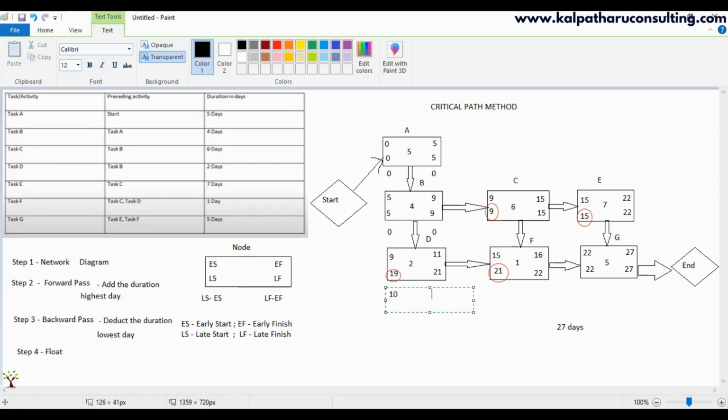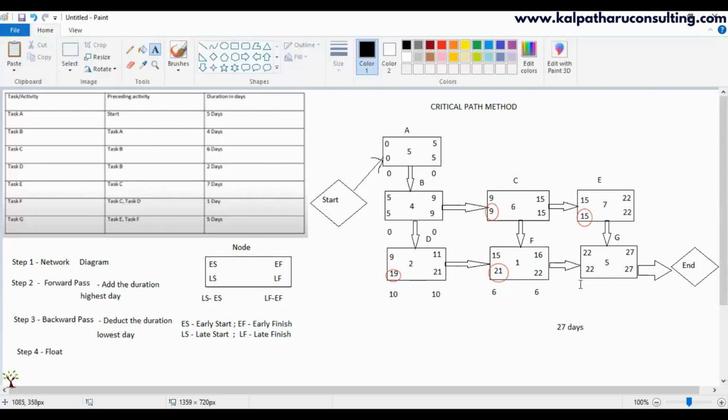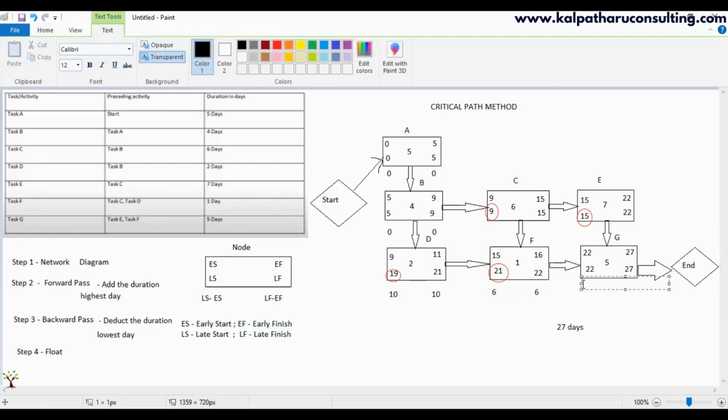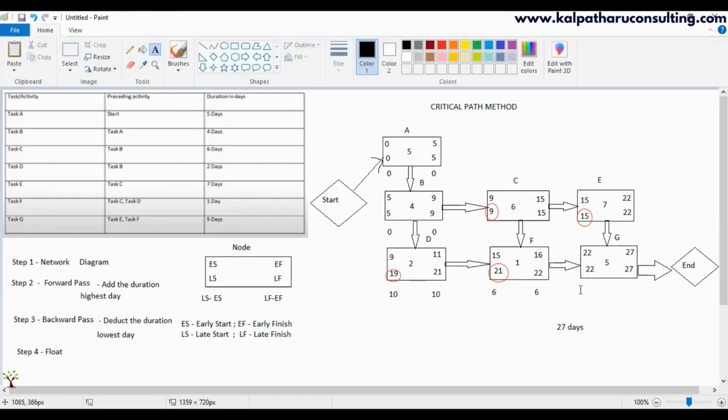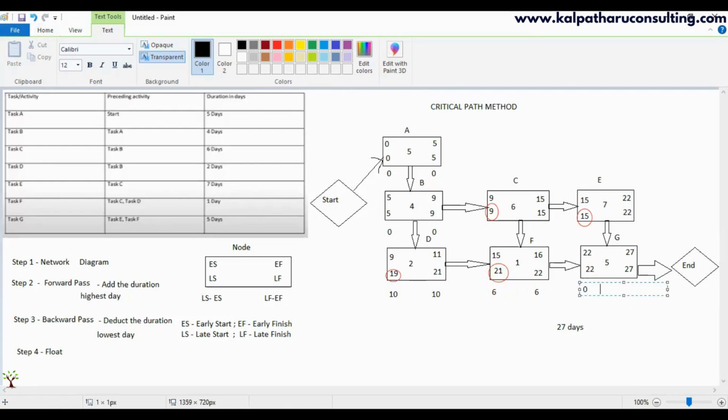19 minus 9 is 10. 21 minus 15 is 6. Then you have 22 minus 22, 0. And the rest are 0, 0, 0.